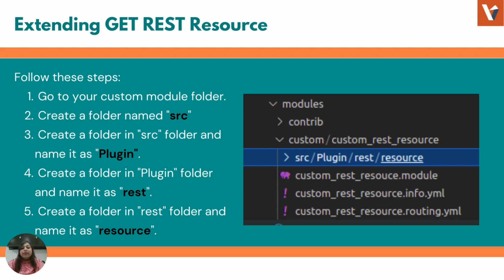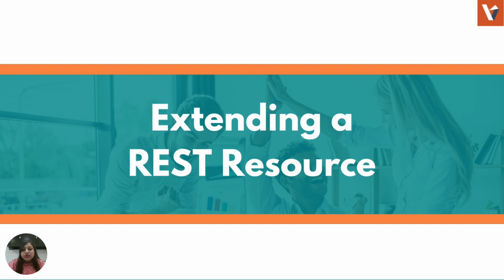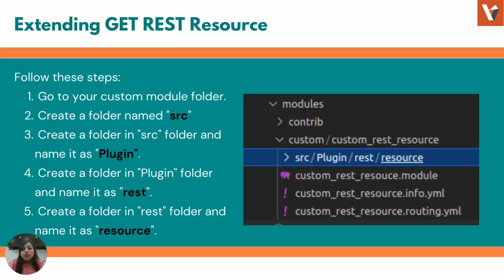For the GET method, POST method, PUT method and DELETE method, for all the methods we will be required to create resources. So for extending our REST resource, we will first be required to create a resource folder. For the resource folder, the path is src/Plugin/rest/resource. I have also mentioned it here in the figure representation, and also in the steps. So you need to follow the steps. Plugin P will be capital, and the rest will be small letters.